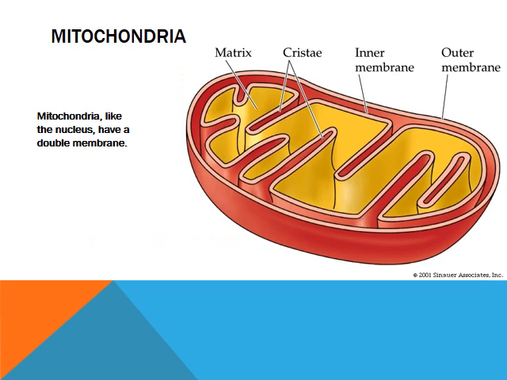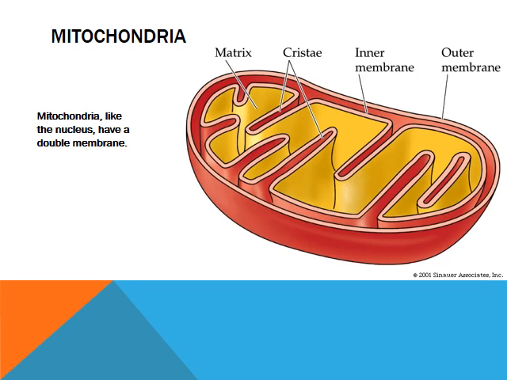Mitochondria, all of them, have a double membrane. What other organelle has a double membrane that we talked about? The nucleus. Good. So double membrane. And look, there are lots of twists and turns in it. Why does it have lots of twists and turns?